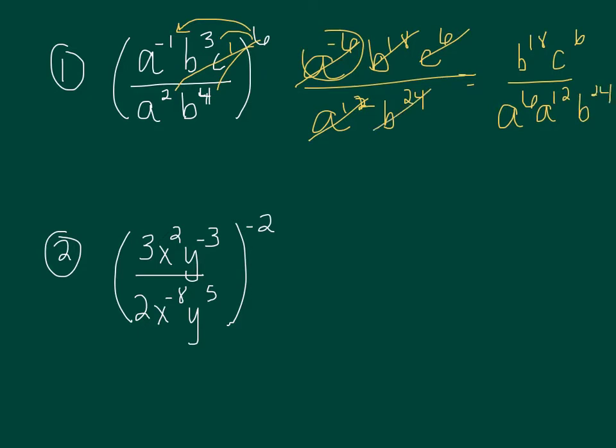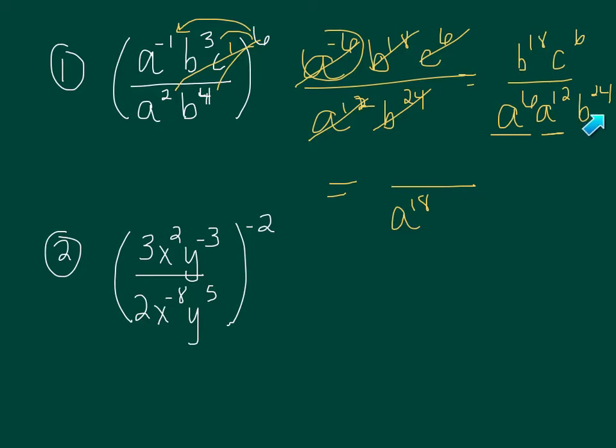Alright, now we're going to multiply or divide, depending on what's going on. Alright, let's look at the A's. We have A to the 6th times A to the 12th, which we're going to add, so that's A to the 18th. Okay, our B's, we have B to the 18th over B to the 24th.